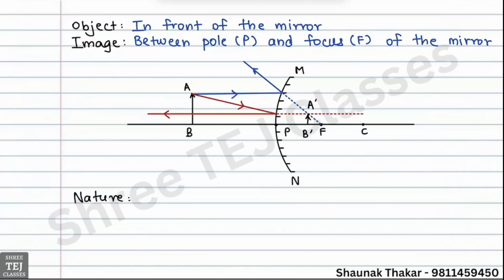So nature is erect and virtual. And what can we say about its size? It is clearly visible that object is larger than the image. So we call such images which are smaller than the objects diminished. So image is diminished. So object in front of the mirror, image between pole and focus of the mirror, nature will be erect and virtual, size will be diminished.